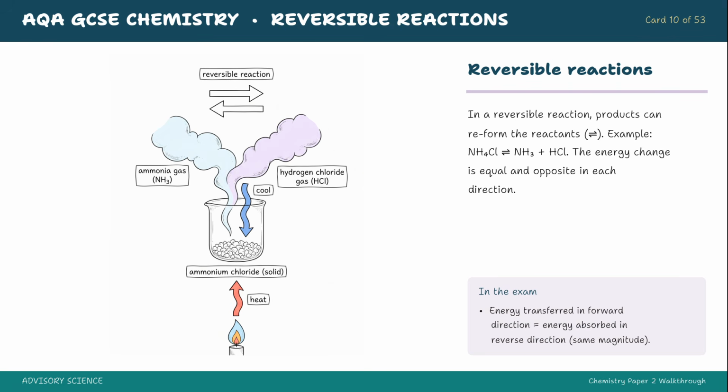A classic example is ammonium chloride. Heating it causes it to decompose into ammonia and hydrogen chloride gases, but cooling those gases back down causes them to recombine into solid ammonium chloride. In the exam, always look out for the double arrow symbol.